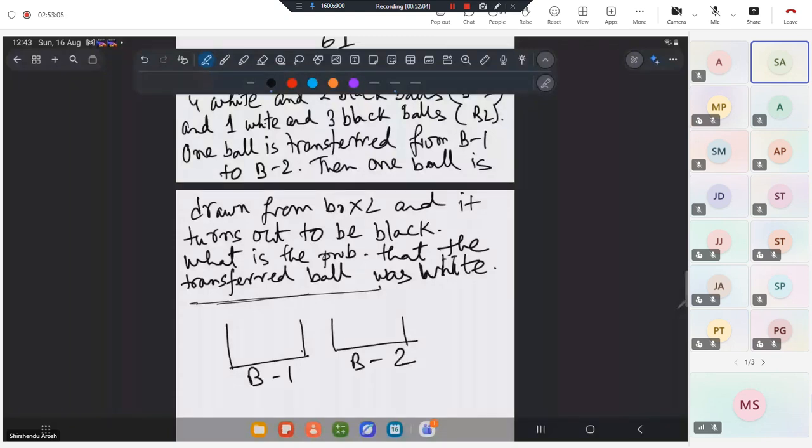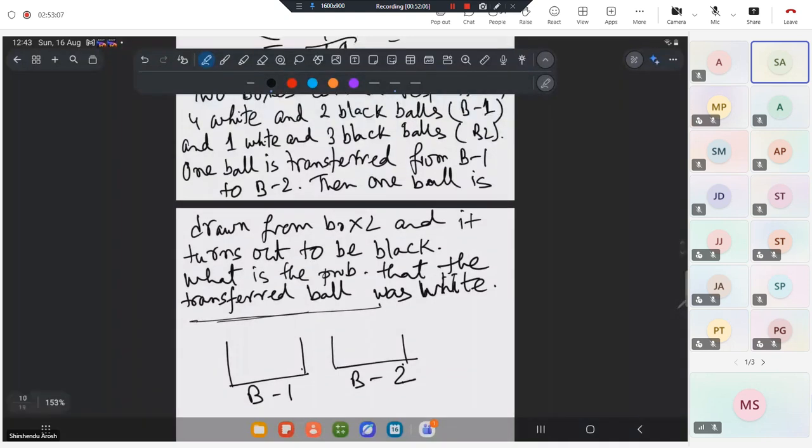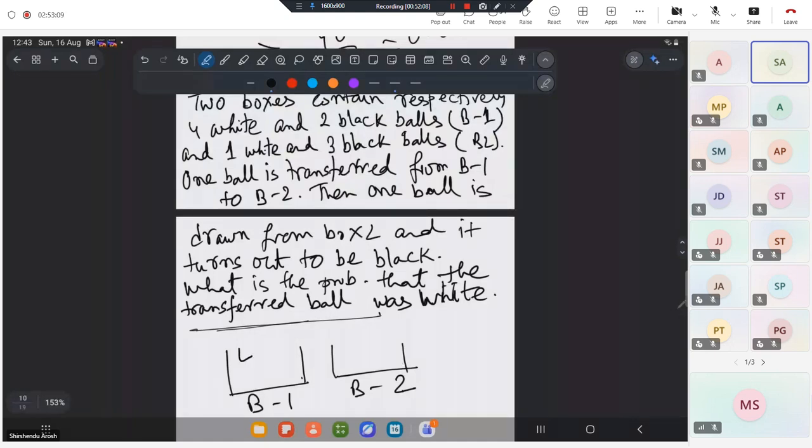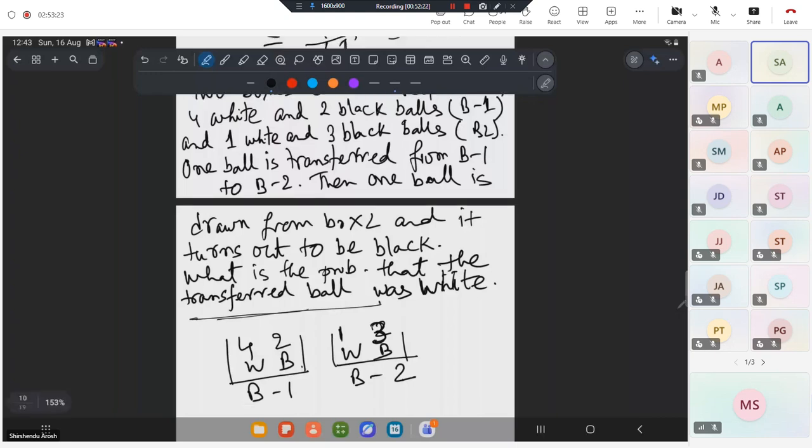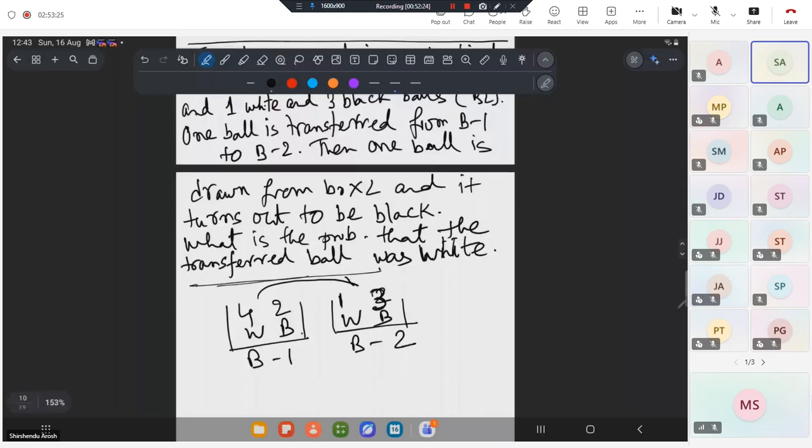Box 1 has four white balls and two black balls, and here I have one white ball and three black balls... Okay, so this is the case. One ball is transferred from here to there, no idea which. Now we are taking out one ball and found it to be black. That is the scenario.